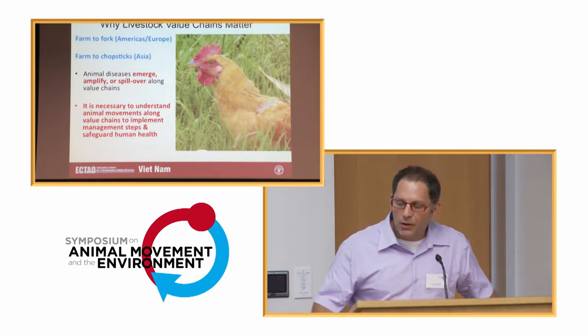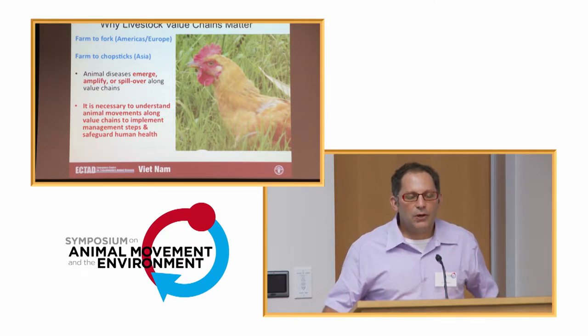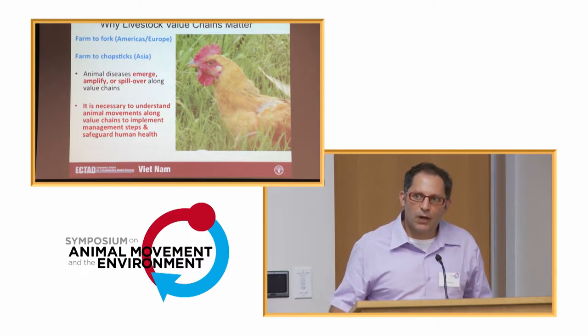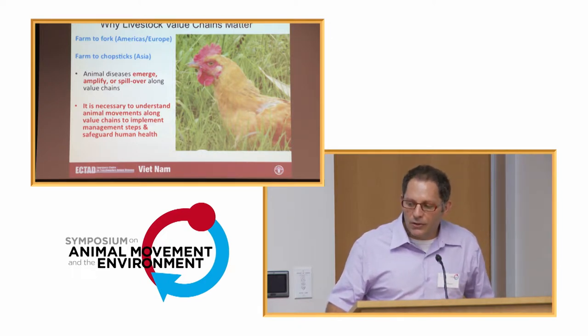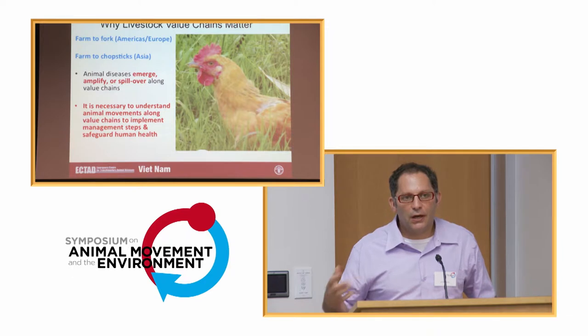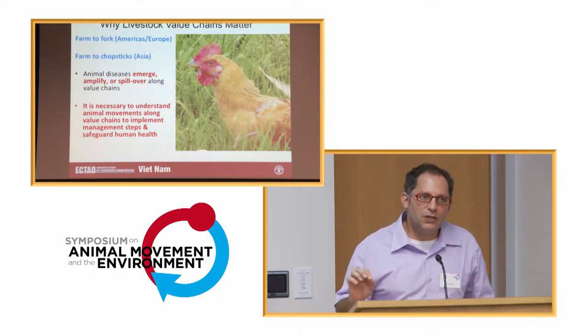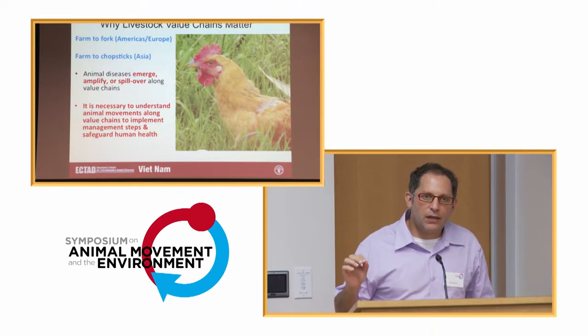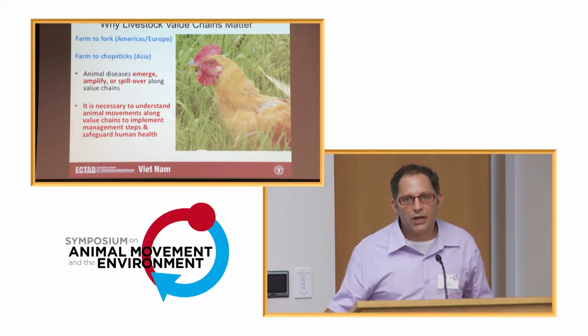So let's talk about livestock production for a few minutes. And why do we care about value chains? Well, in the most simple sense, we talk about value chains meaning from farm to fork or farm to chopsticks in the Asian context. And along these value chains, viruses or potential diseases can emerge, amplify, or spill over. And our challenge is to understand where these dynamics of disease changes occur and to be able to track them and then manage them. And it's really necessary to understand the value chains in detail, and this is where I think we have a lot of room for improvement.